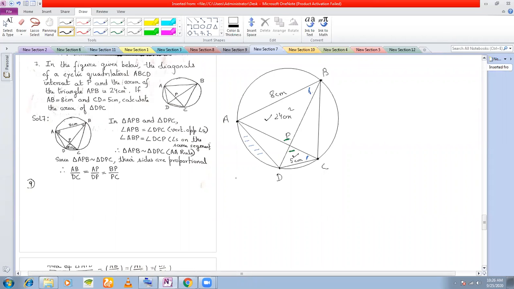Okay. Now you can write the proportional sides, and then you can also find a relation between the areas of the triangles. Okay. So I stop here for today.